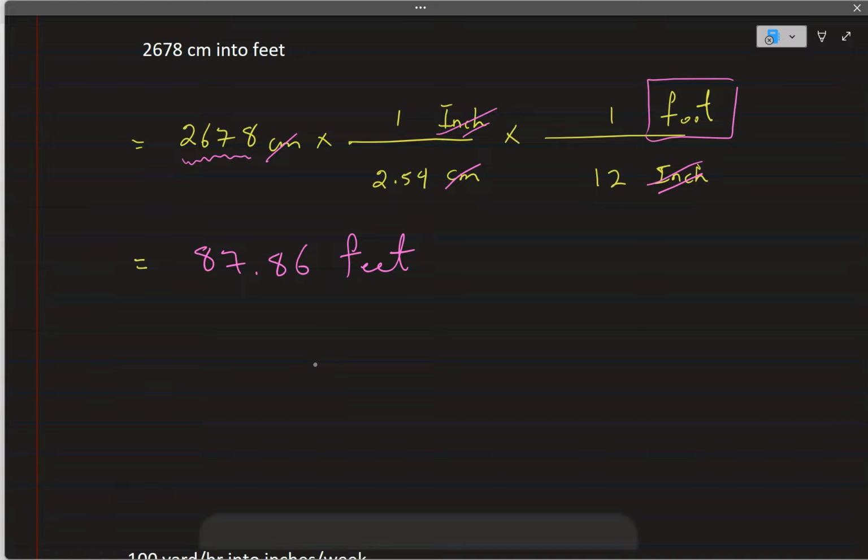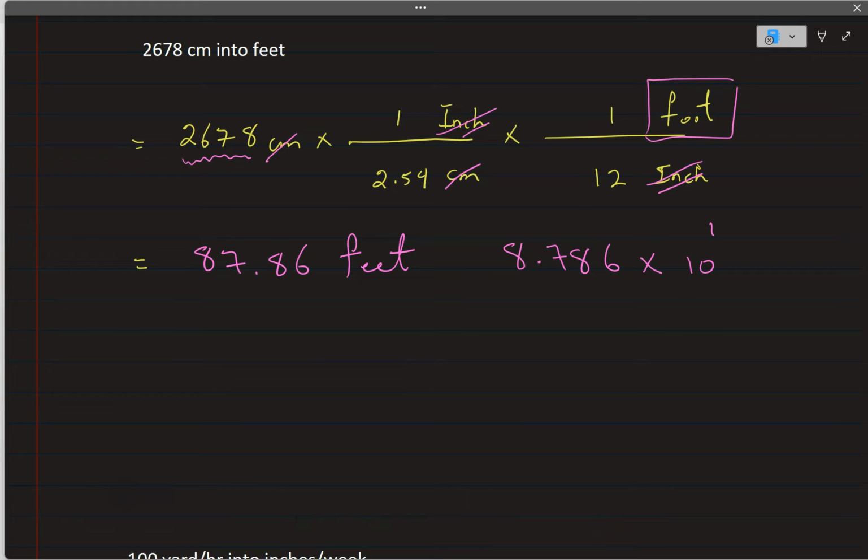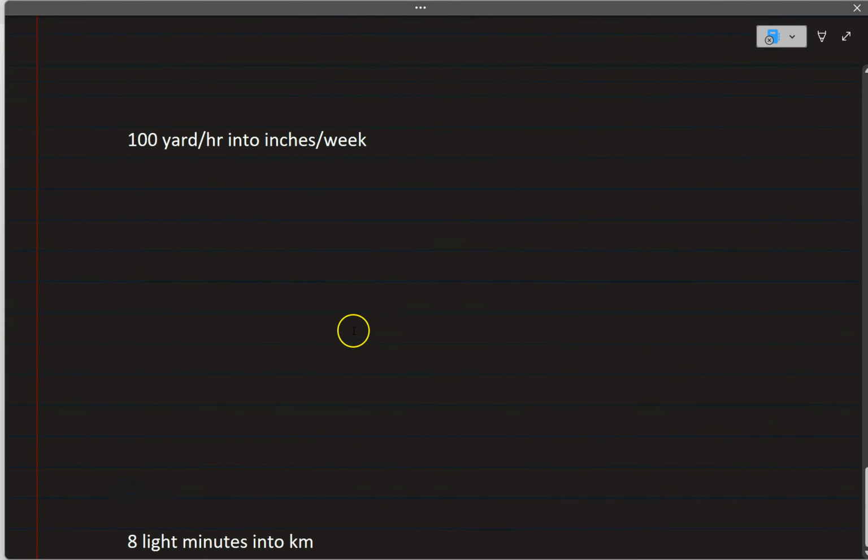Sure, let's do that. So this would be 8.786. We're going to maintain the 4 sig figs times 10 to the power of 1. Okay, and that is the feet. Excellent. All right, let's do another one.